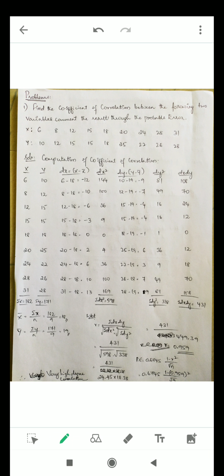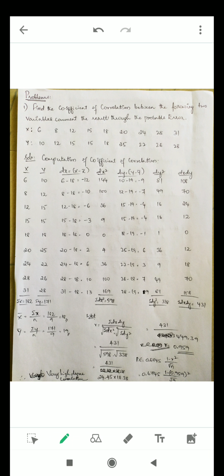Next, after the dy values, we have to square them, that is dy square. 9 9s are 81, 7 7s are 49, 4 4s are 16, again 4 4s are 16, 1 1 is 1, 6 6s are 36, 3 3s are 9, 7 7s are 49, 9 9s are 81. After finding the dx square and dy square values, we sum up both. So the dy square sum is 338.